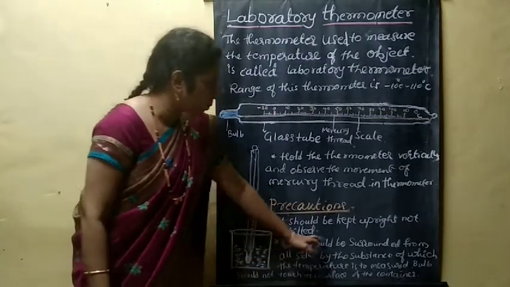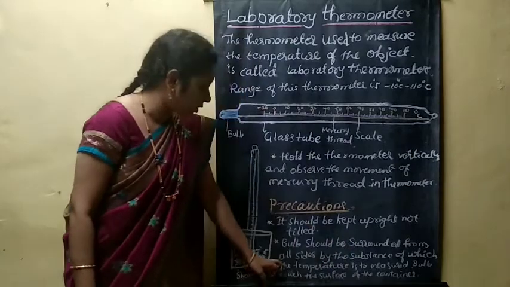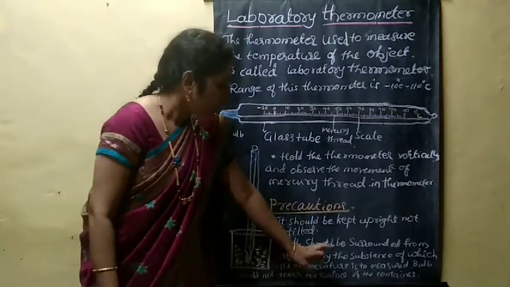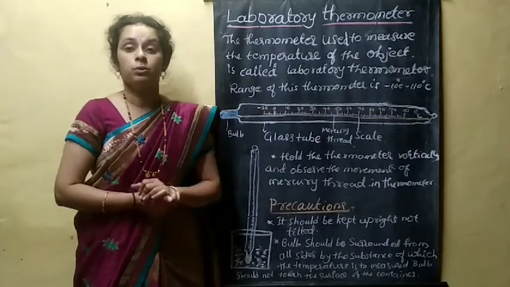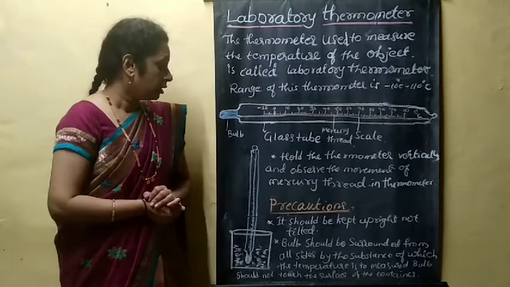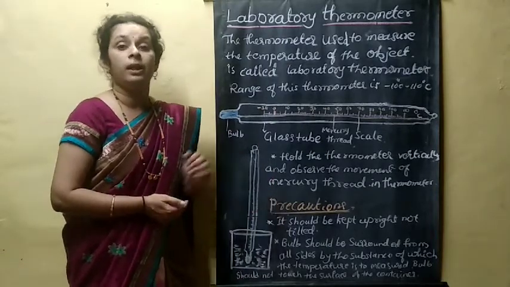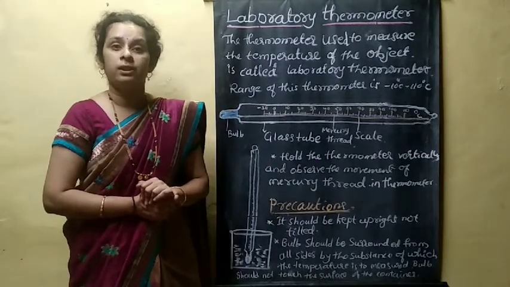The bulb should be surrounded from all sides by the substance whose temperature is to be measured. The bulb should not touch the surface of the container. These are the precautions to be taken while measuring the temperature of a substance using a laboratory thermometer. This is about the laboratory thermometer.